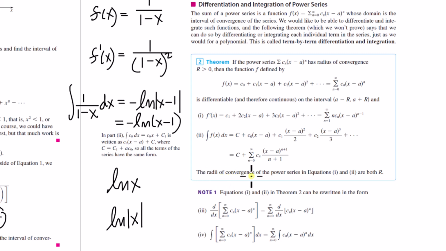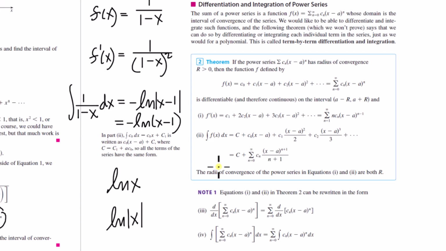It says the radii of convergence of the power series in these two are both R. So that's another thing to note, and it's important. When you differentiate or integrate a power series, the radius of convergence doesn't change. The interval of convergence might change. So what does that mean? Well, if the radius of convergence doesn't change, it's always centered about the center point for any power series. The only thing is, potentially after you differentiate or integrate, the endpoint convergence could be different.